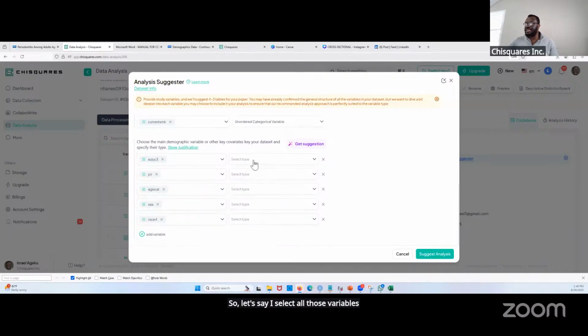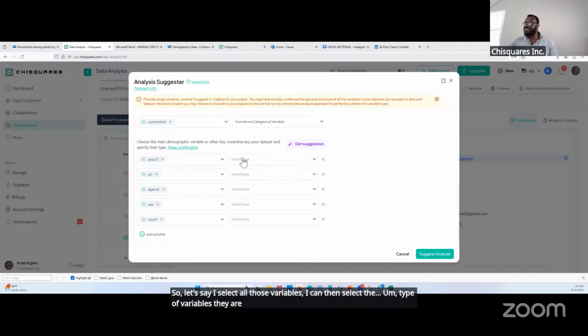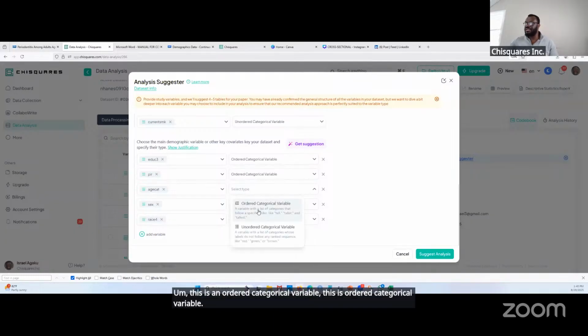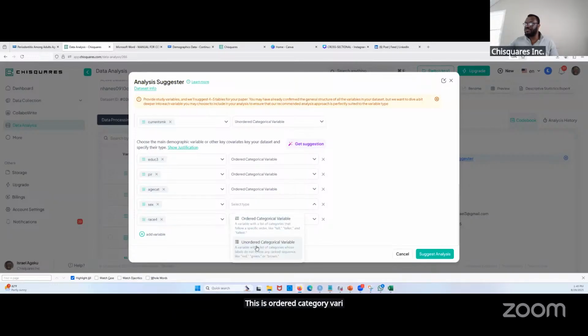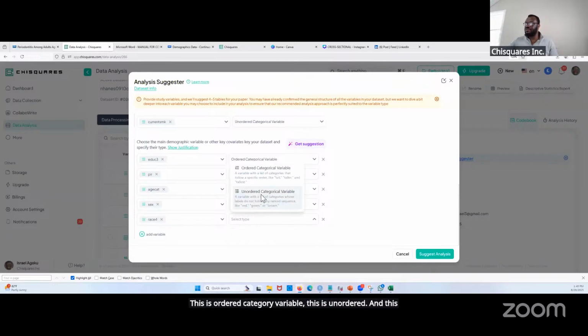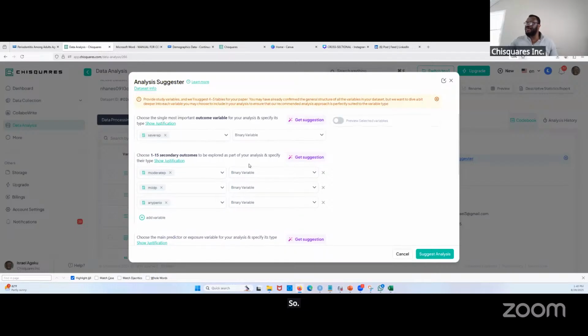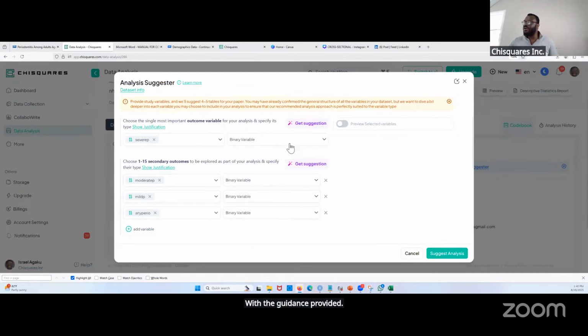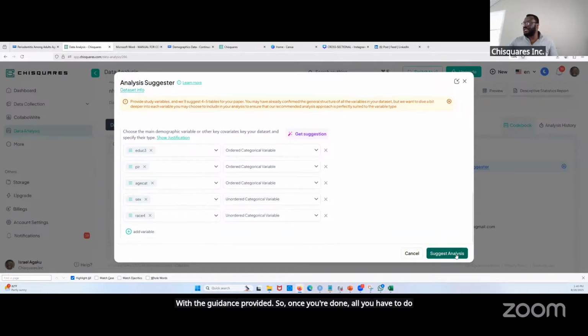I can then select the type of variables they are. Okay, education was there already. This is an ordered categorical variable. This is ordered categorical variable. This is ordered categorical variable. This is unordered. And this is unordered. So I have never done any research before, but at least you should be able to select these variables, right? With the guidance provided. So once you're done, all you have to do is click on suggest analysis.